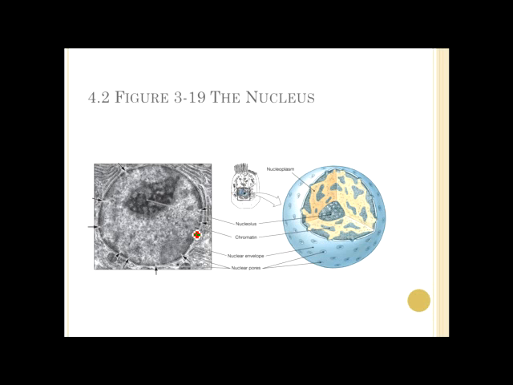Figure 3.19 in your book, which is the nucleus. This is the picture rendering here, and then this is the actual blown up electron microscope version. So we have the nucleolus here, and this is it in the actual cell, and then we have the chromatin, which is nuclear material. There's a picture right there. Nuclear envelope, which is the surface on the outside, and seen here. And then we have nuclear pores.